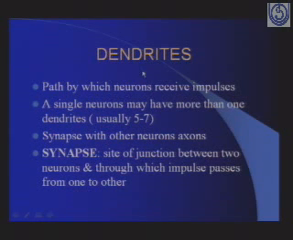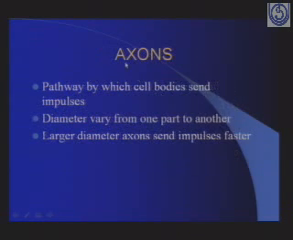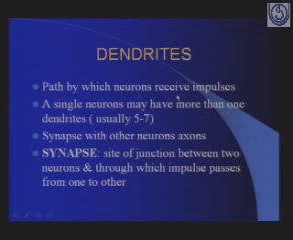So what is the function of the dendrites? The path by which the neurons receive impulses. The neuron sends impulses by axons but receives impulses by dendrites. A single neuron may have more than one dendrite, but one neuron has only one axon. They synapse with the axons of other neurons. That means dendrites get their connection only with axons.